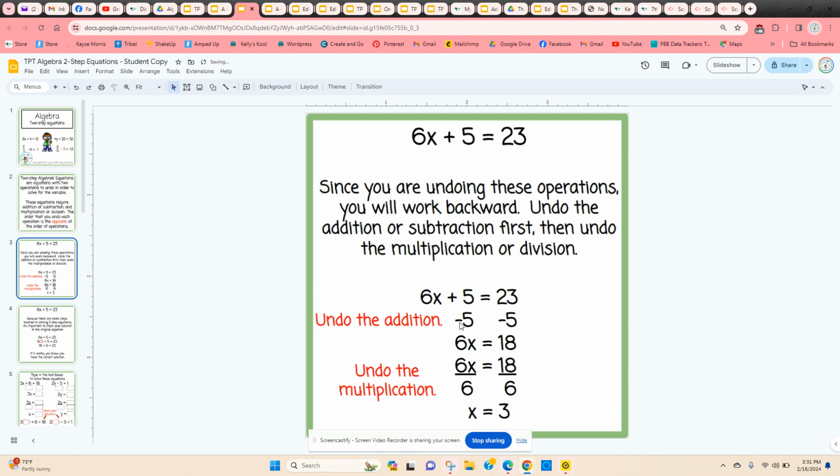So here, if we undo the addition first, we're going to subtract 5 from both sides. We want to isolate the term that includes the variable. So then we get 6x equals 18. Next, we undo the multiplication by dividing, doing the opposite operation, and we get an answer of x equals 3.